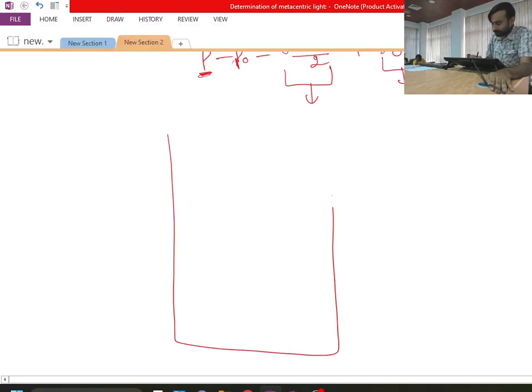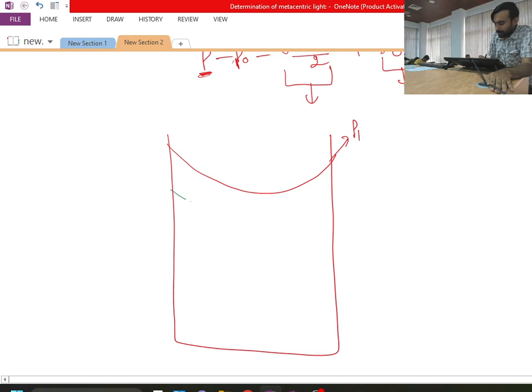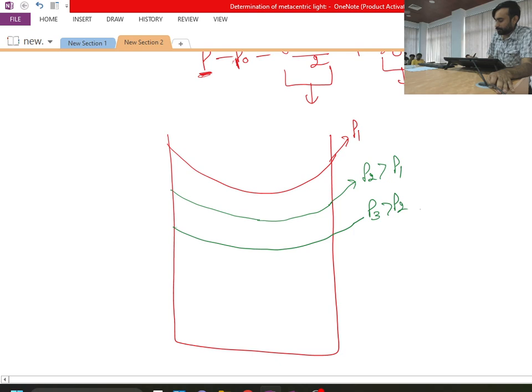So the meaning is that if I draw isobars for this situation, then I will find that if this is my free surface, then the free surface is mimicking some pressure P1. Then if I draw any other line parallel to the free surface, that will be mimicking some pressure P2, which is greater than P1. Then similarly I will have some other line. So this is how my isobars will look.